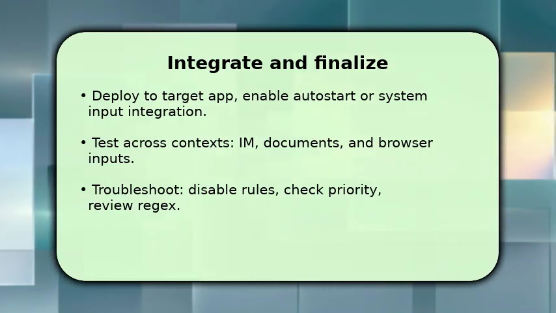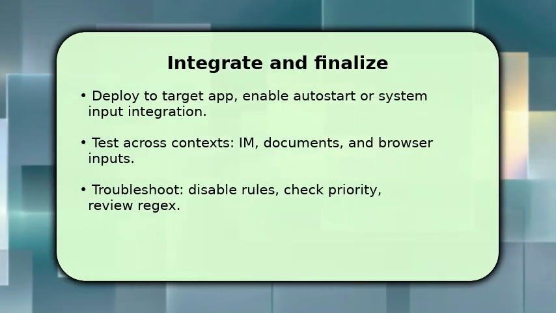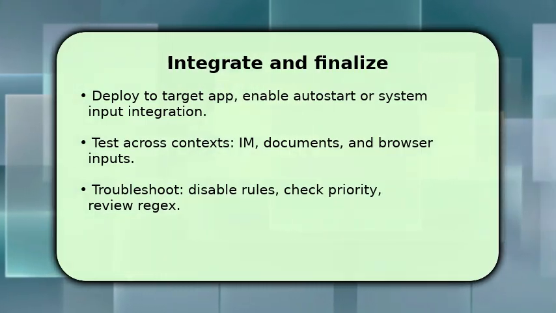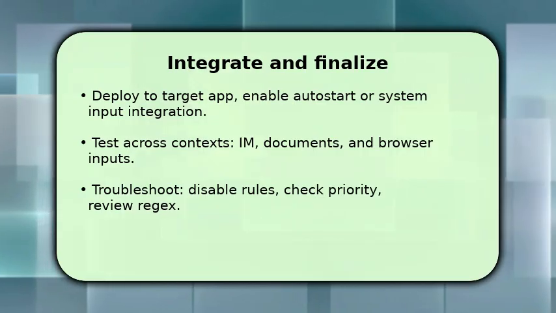If something breaks, disable recent rules, inspect regexes for greedy matches, and adjust priority order. One key tip: run a small log of replacements to spot unexpected changes.